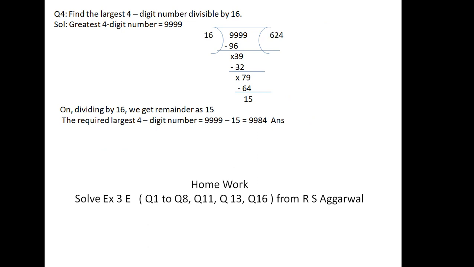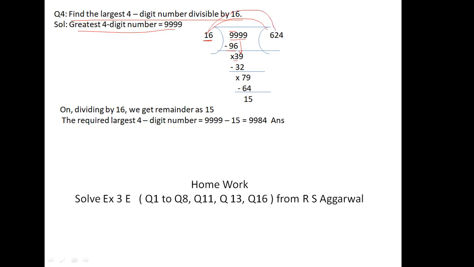Now question number 4. Question number 4 says find the greatest 4-digit number divisible by 16. So the greatest 4-digit number is 9999. First of all we have to divide 9999 by 16. It will go 6 times. 16 into 6 will come 96. So the remainder will come 3, and this 9 will come downside. The number will be 39.